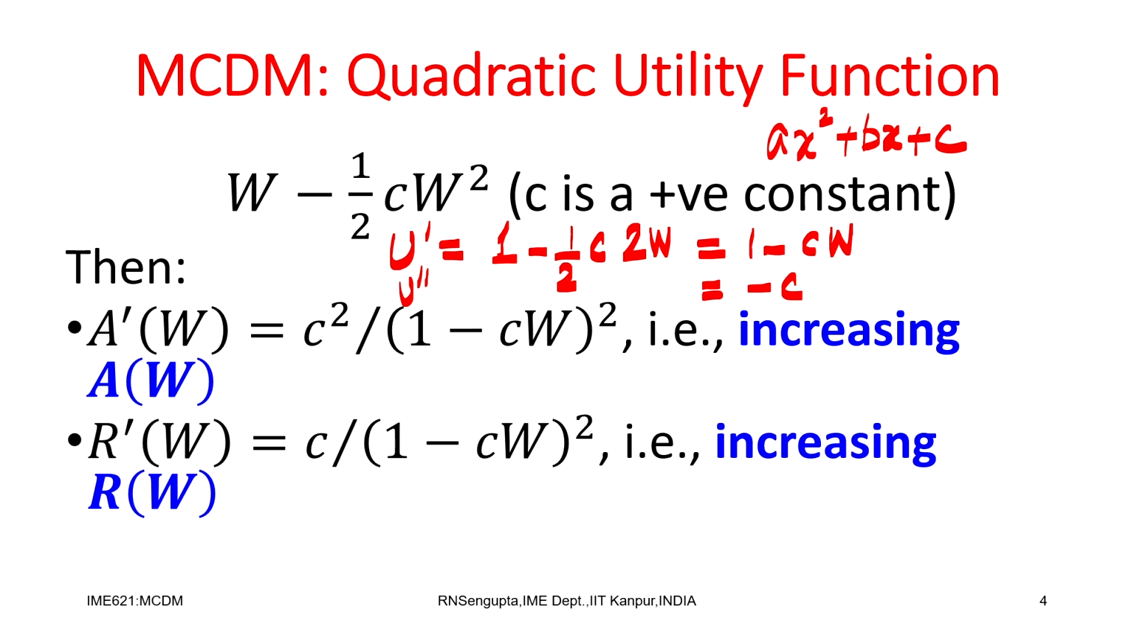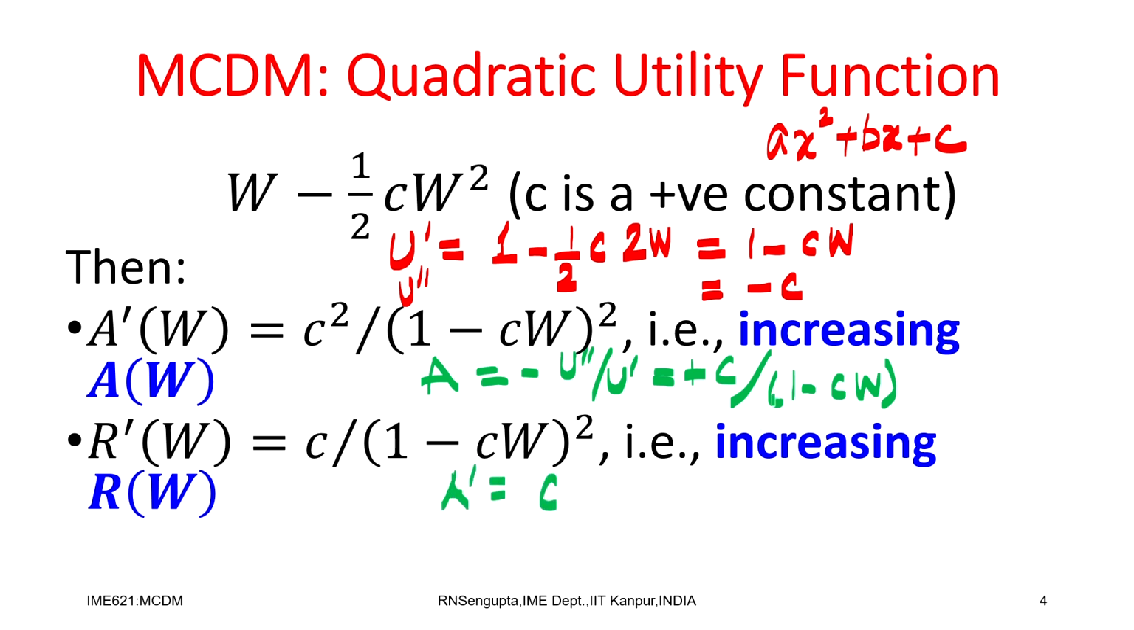Now, if I consider the formula for a, a was minus u double prime by u prime. So, minus sign remains, u double prime was minus c, so minus minus becomes c, and in the denominator you have 1 minus c w. Now, you need to differentiate to find out a prime.